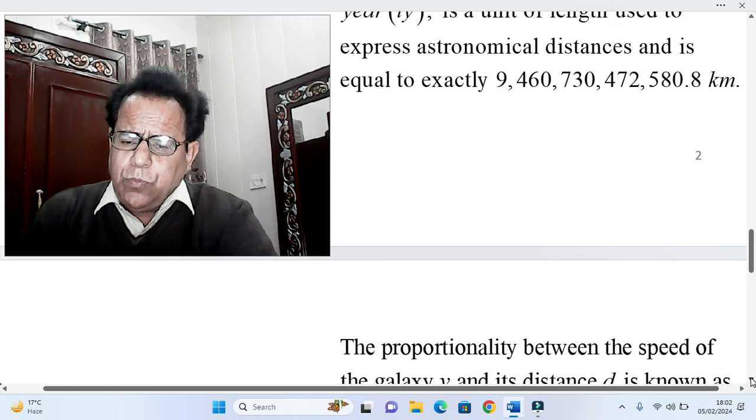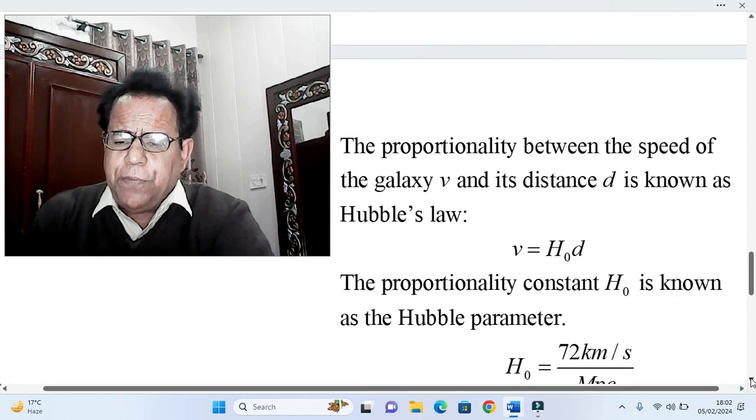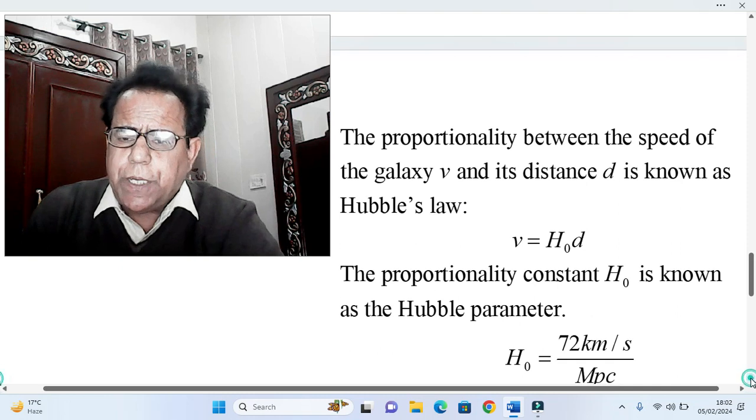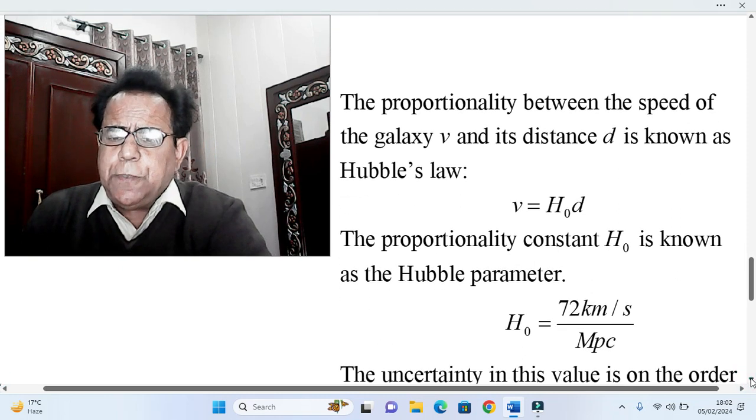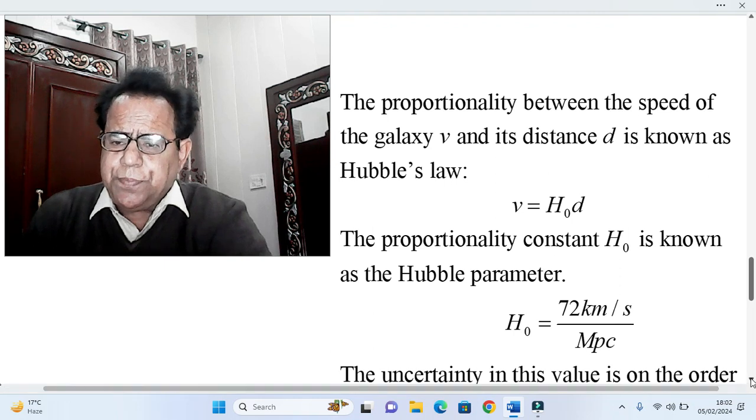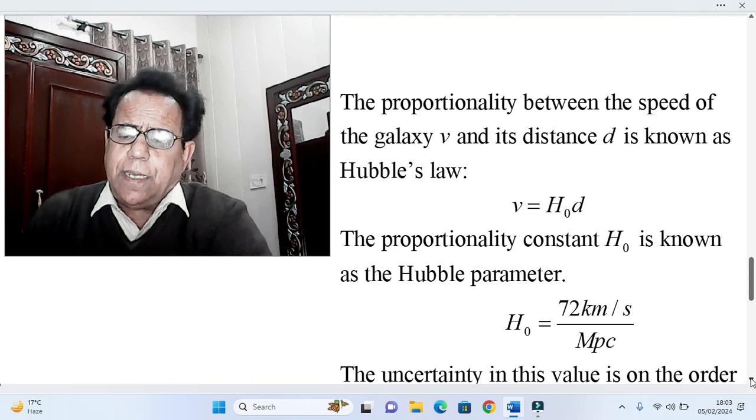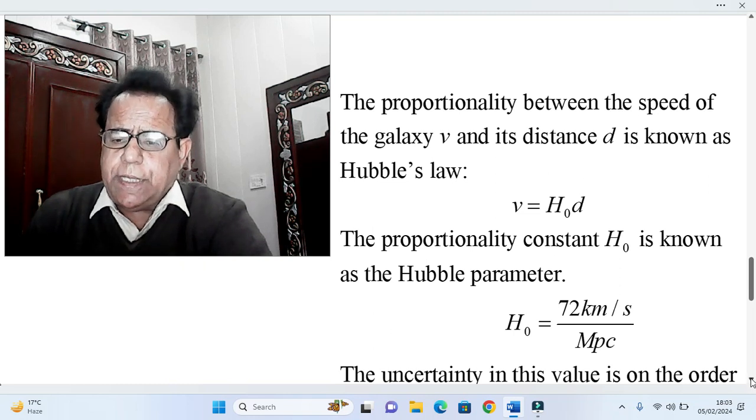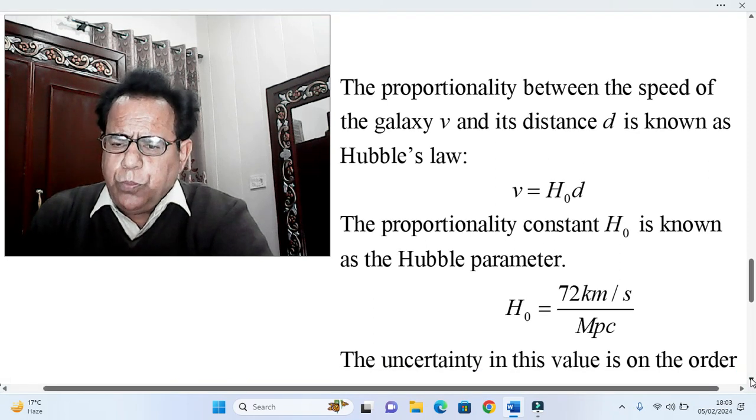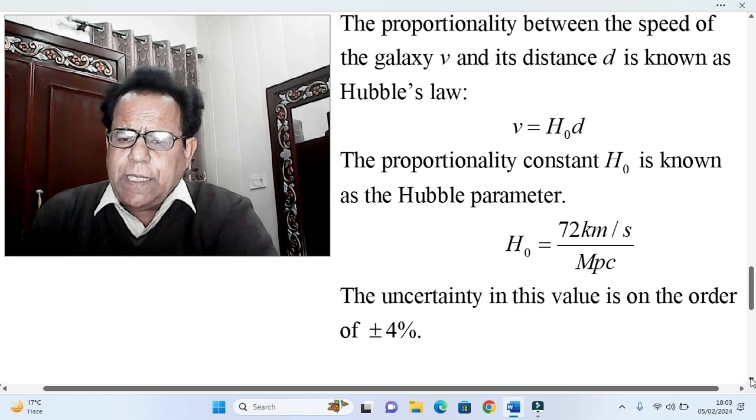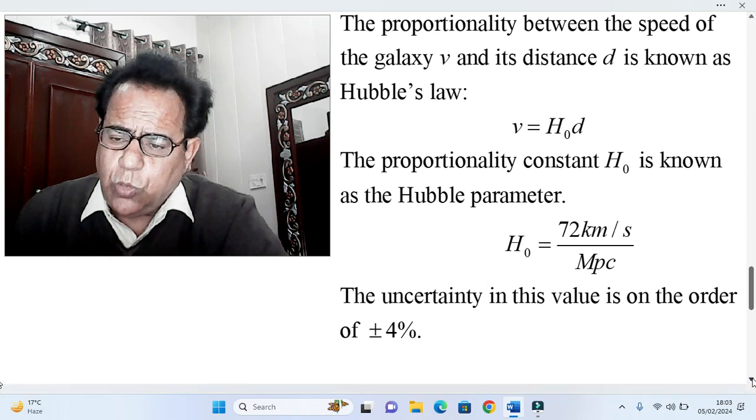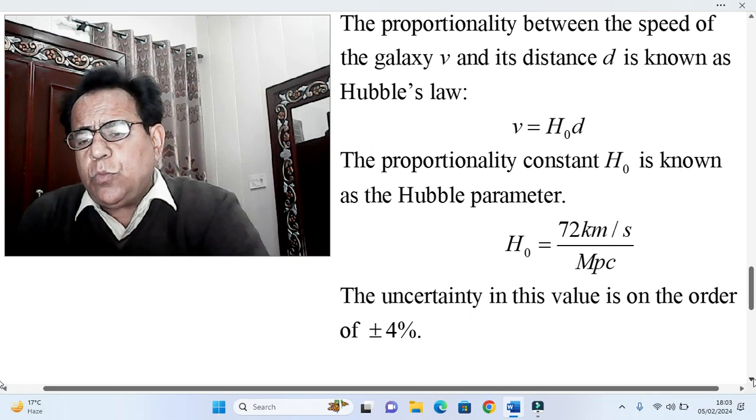Now dear students, we move forward. Now we define Hubble's law and Hubble parameter. The proportionality between the speed of the galaxy v and its distance d is known as Hubble's law, that is v equal to h naught d. Here v is the speed of galaxy and d is the distance and h naught is Hubble's parameter.